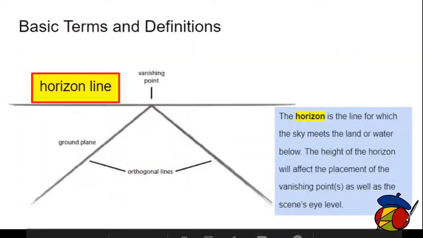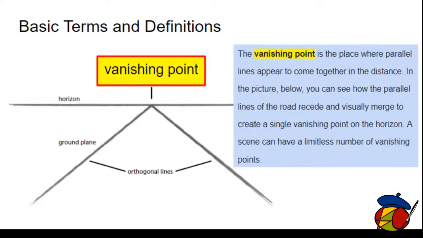Okay, here we have our basic terms and definitions. If you could imagine an oversimplified outdoor space, a landscape, the horizon line is where the sky meets the land. This is our horizon line right here. The horizon line is where the sky meets the land or water below. The height of the horizon will affect the placement of the vanishing point as well as the scene's eye level. We'll get into that more later.